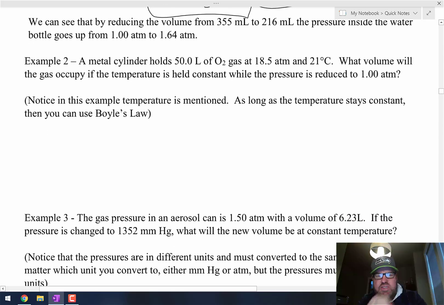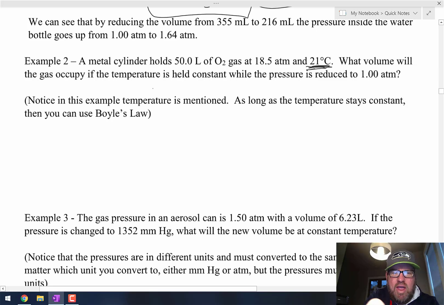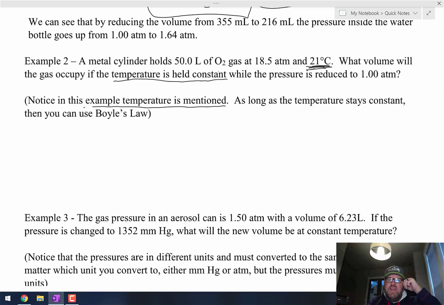Example 2 says a metal cylinder holds 50 liters of oxygen gas. Now, sometimes as I do these, I like to go through it and identify things. So 50 liters of gas at 18.5 atmospheres and 21 degrees Celsius. And I think, wait a minute, why is that 21 degrees Celsius there? I thought he was only talking about pressure and volume. Okay, what volume will the gas occupy if the temperature is held constant while the pressure is reduced to 1 atmosphere? Okay, notice in this example, temperature is mentioned. But then I do say later on, temperature is held constant. Okay, why did I put it in there then? Just to mess with you, just to make you think, wait a minute, why is that temperature there?